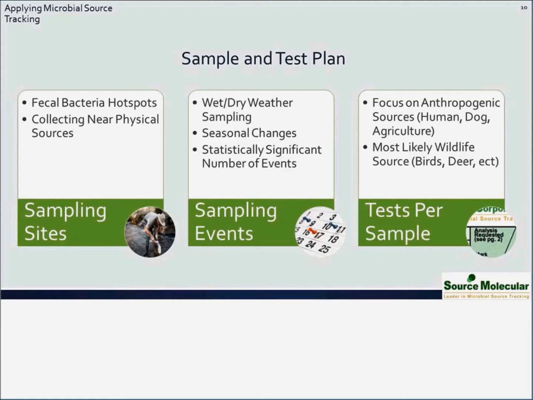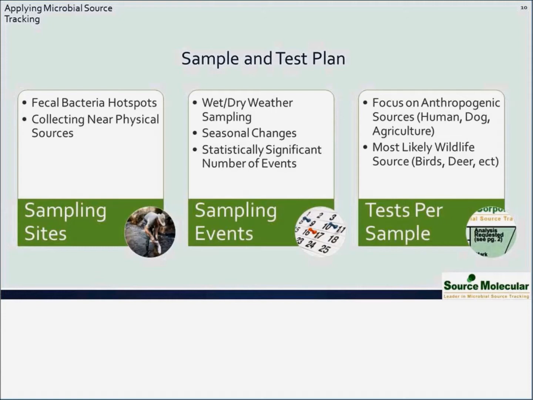And then the tests that you're going to be running on each sample. What the California guide document recommends is really focusing primarily on human, because if human is there, everything else doesn't matter, right? But then going beyond human, you want to look at anthropogenic sources, things that you can control: human, dog, agriculture. The sources that are controllable, that you're going to be able to do something about.